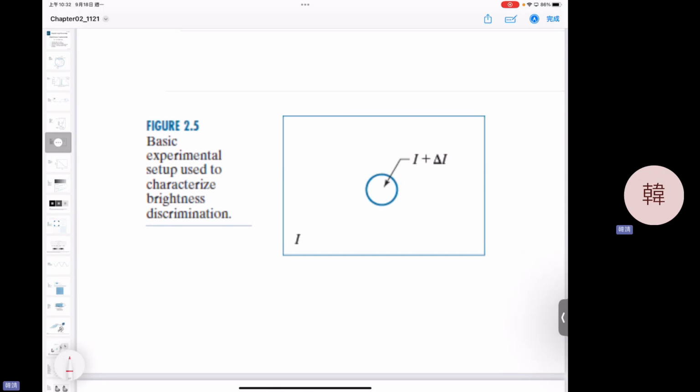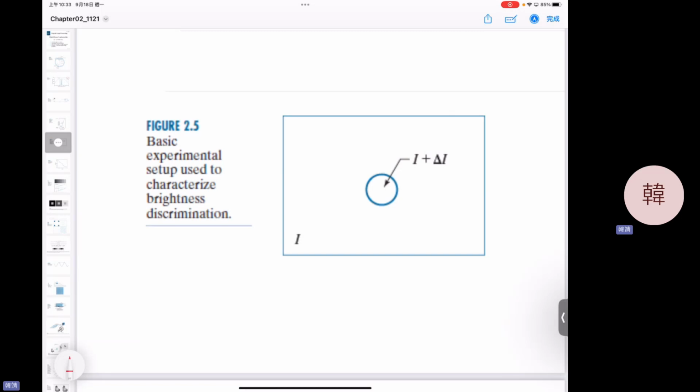This is the experiment setup used to measure brightness discrimination. You can go back to check this one and perform the experiment by yourself. This is the background image, a uniform field with intensity level I. This is the hole, the penetration hole, where you put some different light. The central hole has a different intensity level, and you are going to increase it.